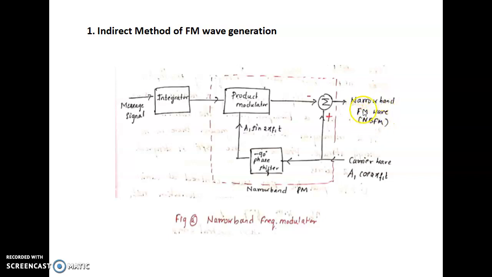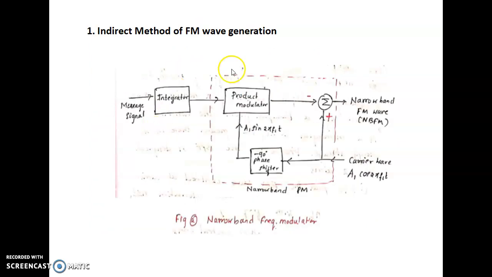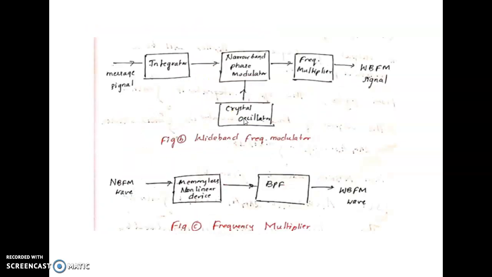That means it has a bandwidth of about 2 delta f. Okay, so this narrowband FM wave can be converted to a wideband FM wave using the next block diagram. Look at this. This first part is nothing but the previous one: an integrator followed by a narrowband phase modulator, which is also supplied with the crystal oscillator. So here at this point, you will have a narrowband FM wave.